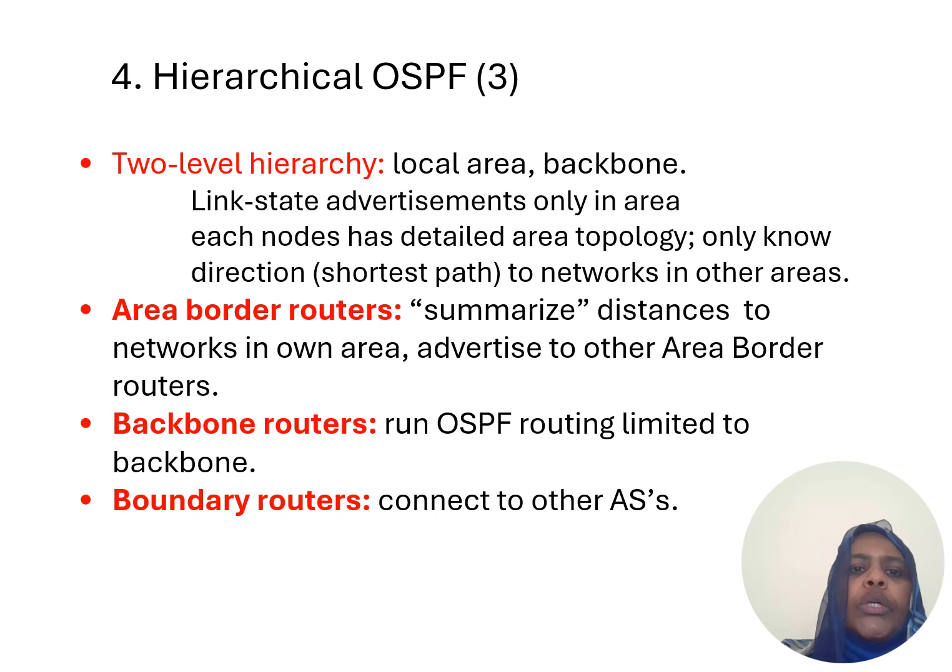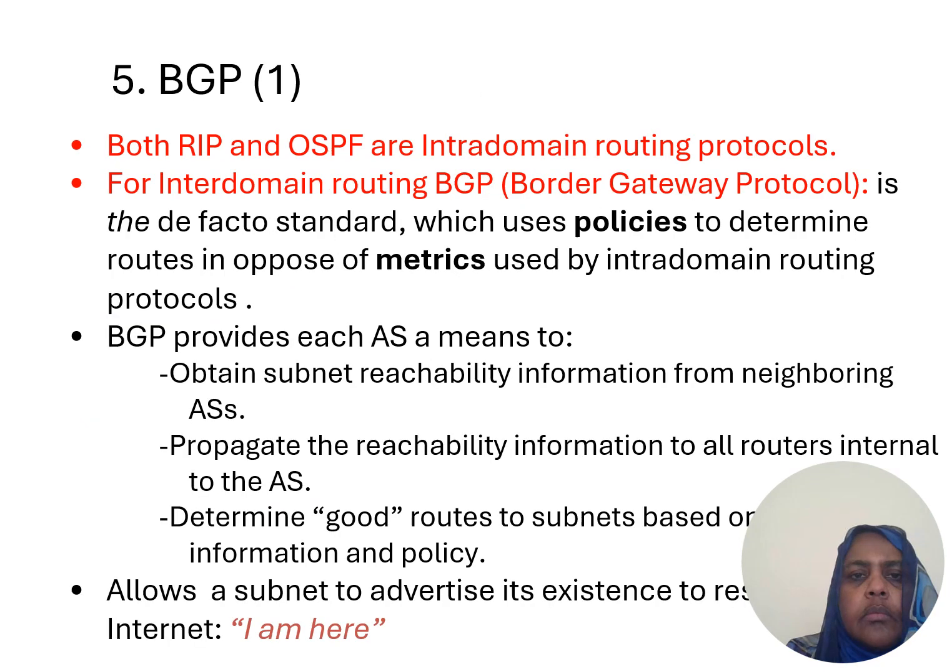The area border router summarizes the distances to the networks in its own area and advertises them to other area border routers. The backbone routers run OSPF routing limited to the backbone only. The boundary routers connect to every other autonomous system. Both RIP and OSPF are intra-domain routing protocols. That's to say, they're used to route data inside an autonomous system.